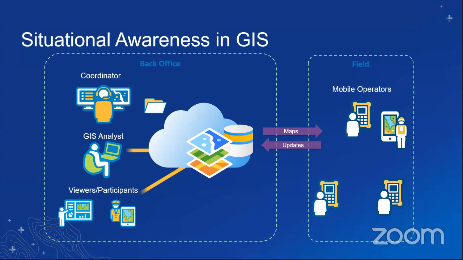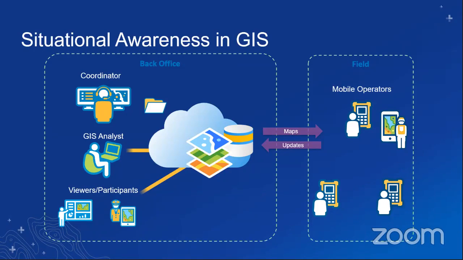So, we have the GIS analyst that will take this input from the field and then try to do some analysis to get more insights and better informed decisions on what's going on the ground. So this is the case in the back office. And then we have the viewers and participants. Those may be commanders, maybe executives. They will give some directions on the things on the ground.